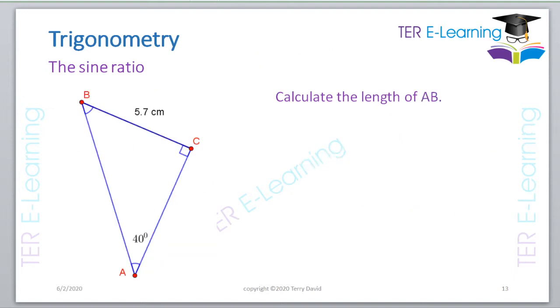So let's look at a third example here now. I want you all to work this one out. I have a length 5.7 centimeters. I have an angle which is 40 degrees. The triangle is a right angle triangle, and we want to find length AB. So I'm going to give you a couple of minutes to try to work this out for me.